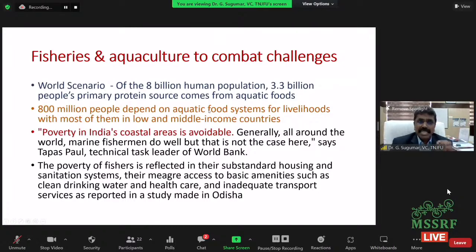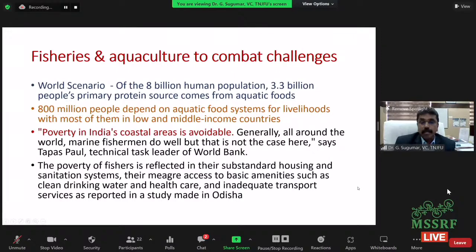See, poverty in India's coastal areas is avoidable. Many have predicted that poverty in our coastal areas is avoidable, but it's not happening. Why is it not happening? I have got a case study to explain. The poverty of fishers is reflected in their substandard housing and sanitation systems and their meager access to basic amenities such as clean drinking water, healthcare and adequate transport services, as reported in a study made in Odisha.